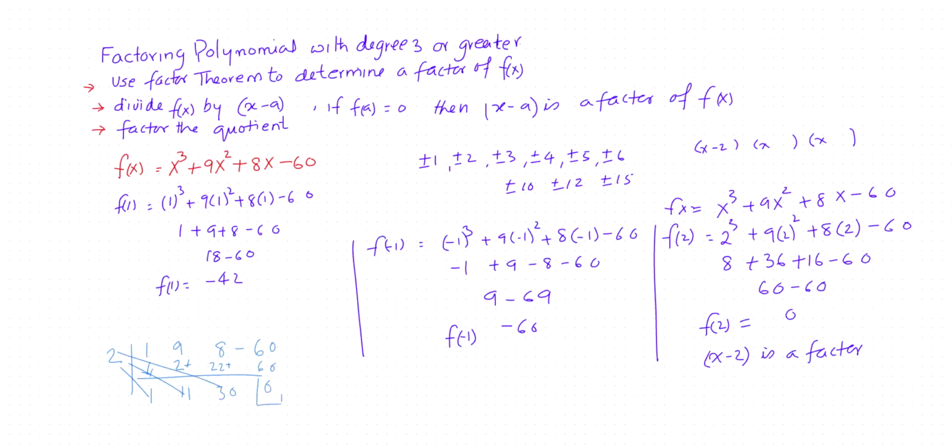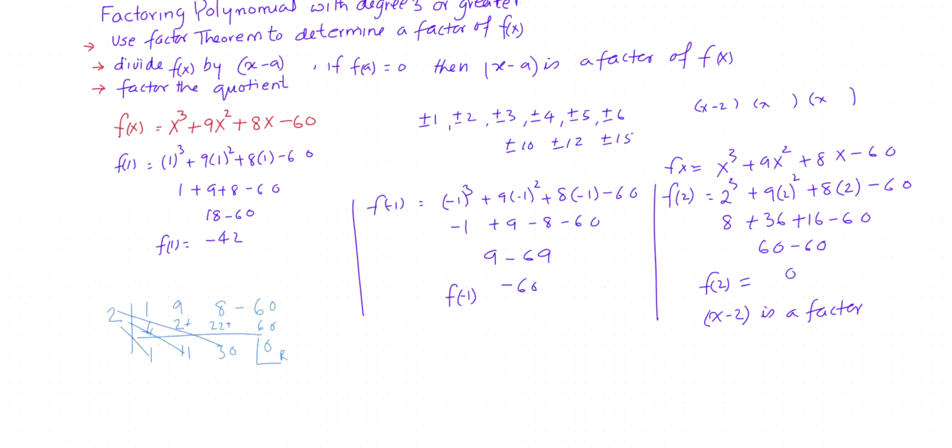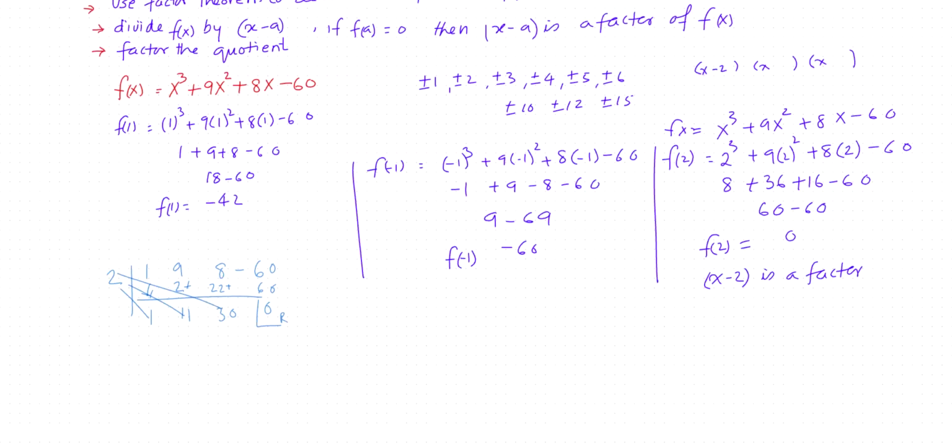Now we want this quotient. So the quotient is x squared plus 11x plus 30. Now this is a simple trinomial. You can factor it. So x squared means x times x. Multiples of 30: 5 times 6 is 30, and if we add them, we get 11. So the factors are x plus 5 and x plus 6.